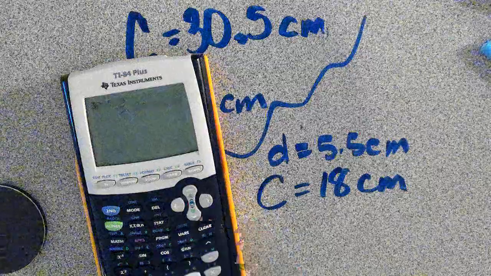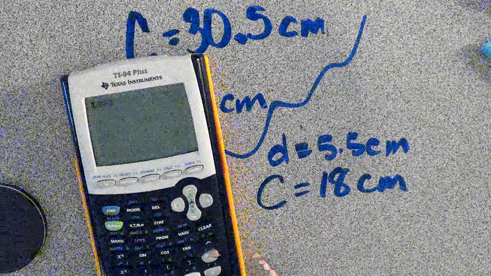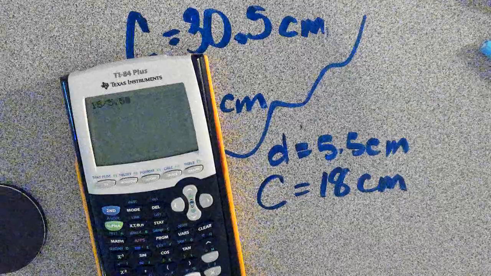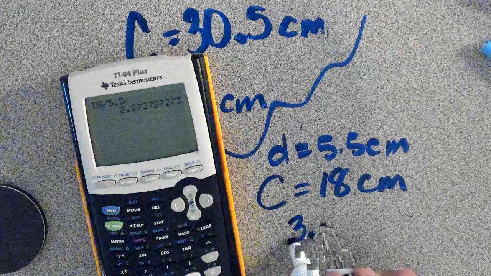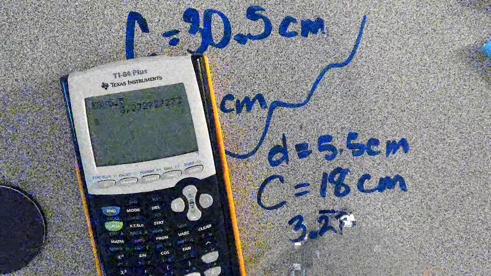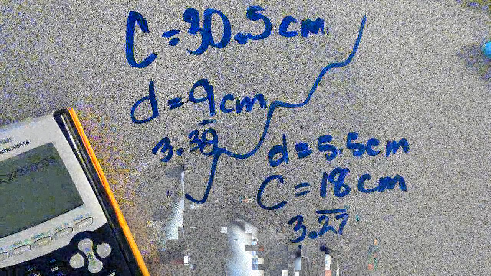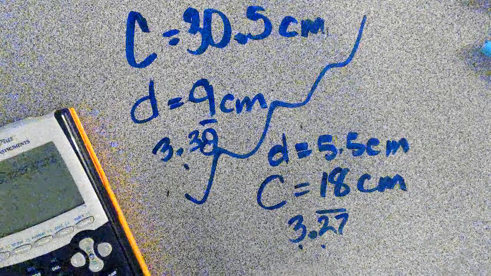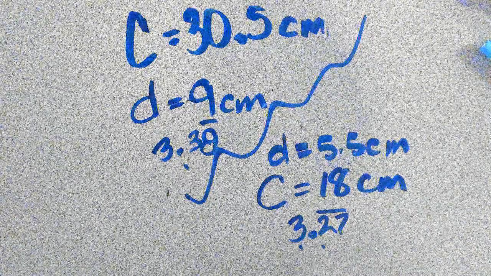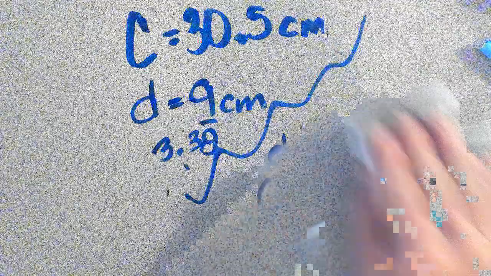Okay, if I take that circumference, 18, and divide it by the diameter, 5.5, I get 3.27, and the 27 repeats forever. Up here I got 3.38, and the 8 repeated forever. So these are pretty similar to each other. Now because I'm human, I did not measure these laser-point accurate. I used a very rudimentary tool, so my answers aren't exactly going to be pi, but what I was trying to discover was the relationship between the diameter and the circumference.